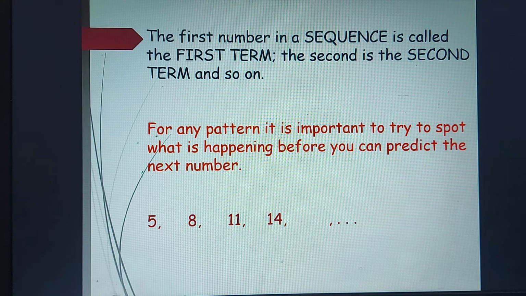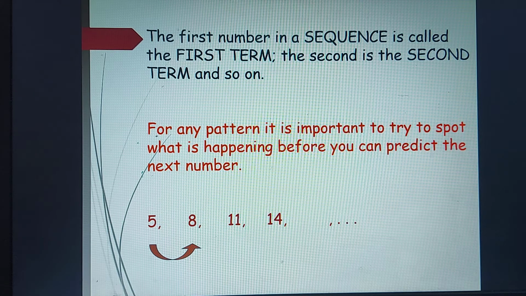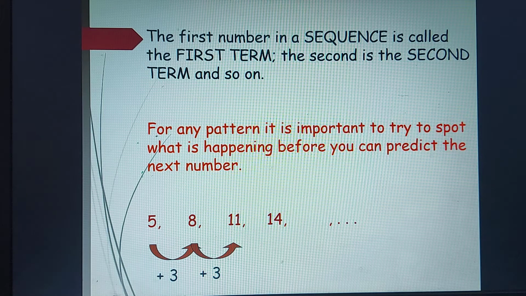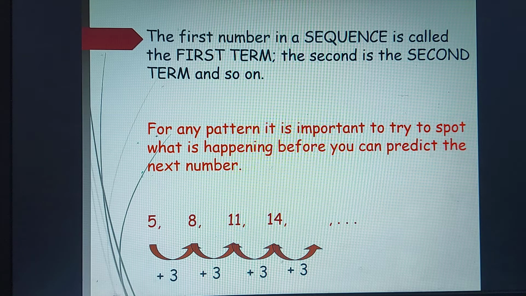Now let's take a look at this sequence. We took this in the previous lesson. We have a sequence 5, 8, 11, and 14. We discovered that if you add 3 to the first term, 5, you get 8. You add 3 to the second term, 8, you get 11. You add 3 to the 11, which is the third term, you get 14. So it means that to get the fifth term, we simply need to add another 3, which will give us 17.